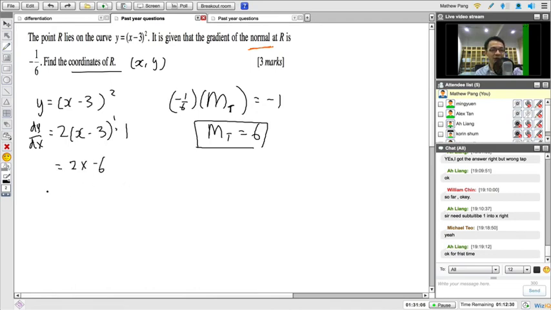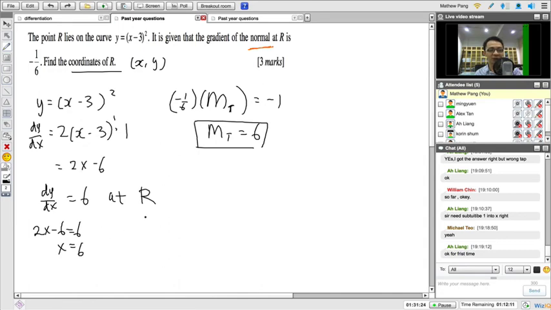Alright, so here I will write dy dx equals to 6 at R. This is what I will answer in exam. So what's my dy dx? So 2x minus 6 will equal to 6. So x will equal to 12 divided by 2, 6.